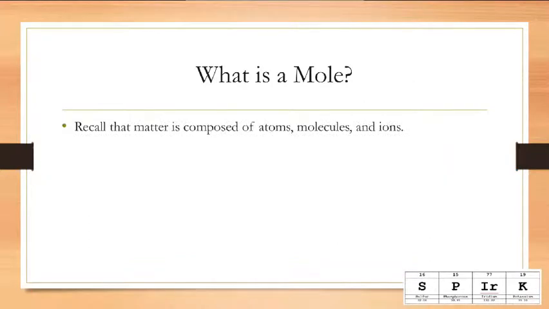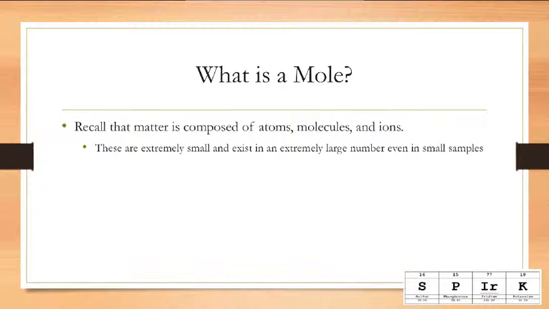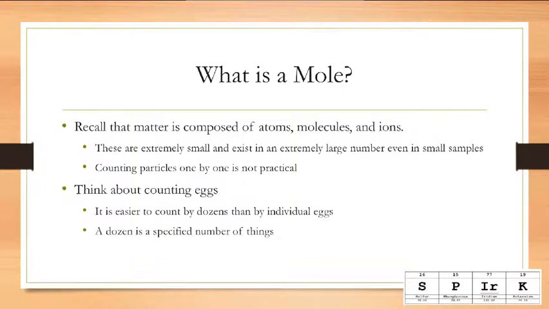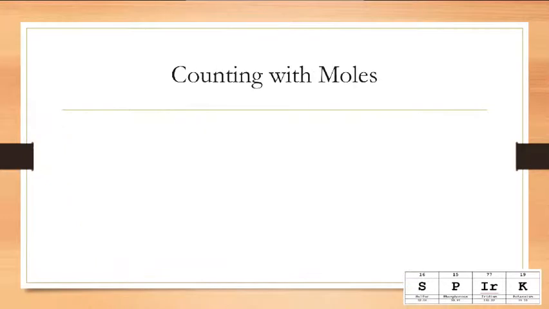So what is a mole? Recall that matter is composed of atoms, molecules, and ions. These are extremely small, and they exist in an extremely large number, even in small samples of items. Counting particles one by one is not practical, much like counting sand on the beach isn't practical. So let's think about counting eggs. It is easier to count by dozens than by individual eggs, right? Because a dozen is equal to 12 of something. A dozen is just a specified number of things.